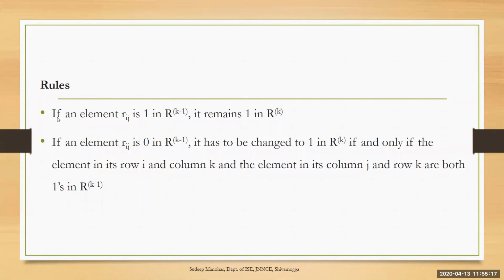So first, rule number 1: if any element Rij of the matrix is 1 in Rk minus 1, that is, in the previous step, in the previous stage, then it remains 1 in the next step also.